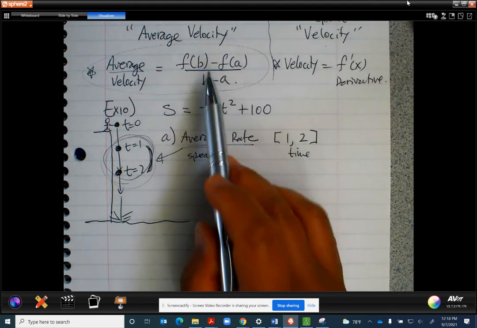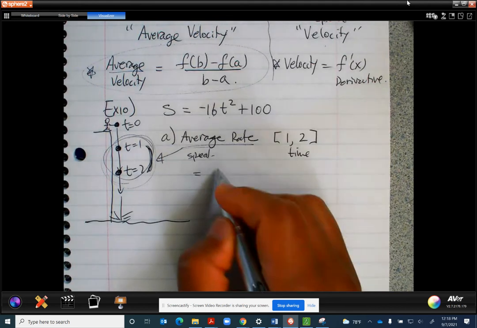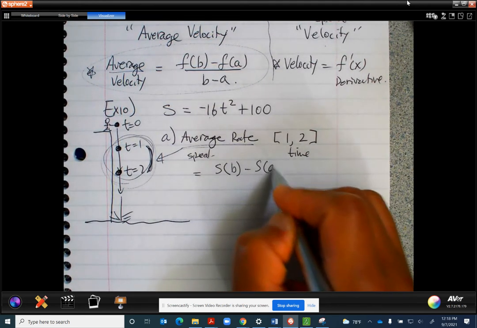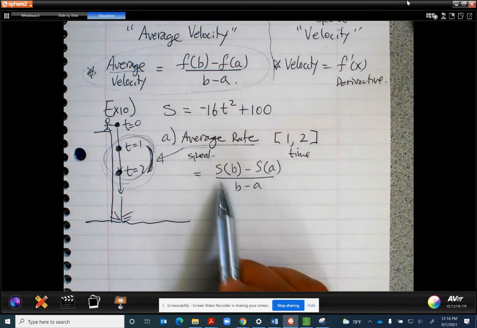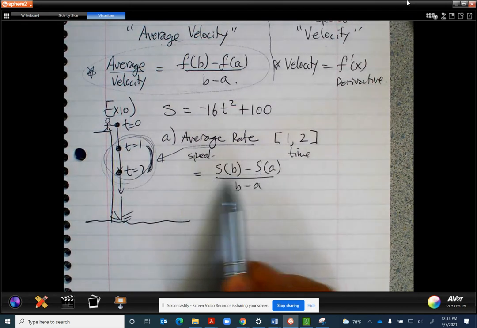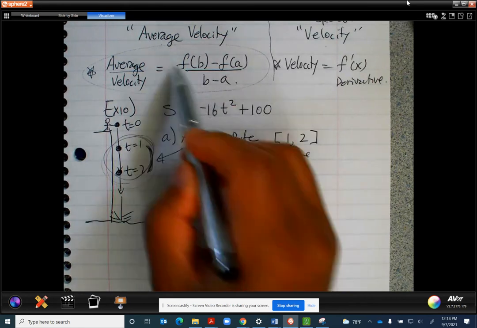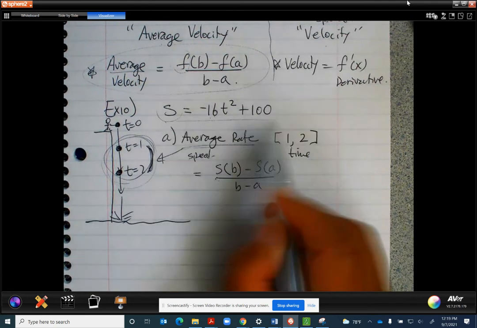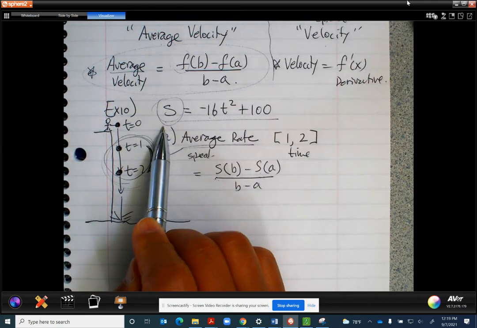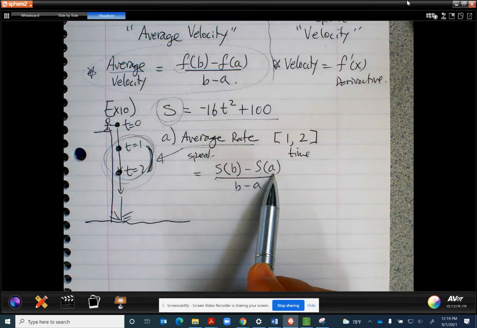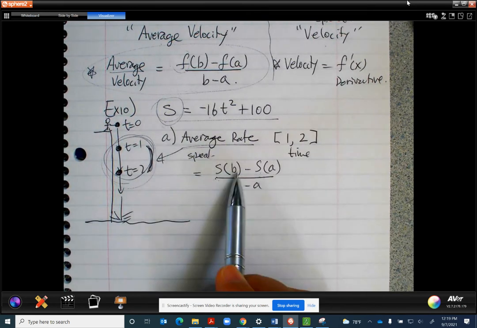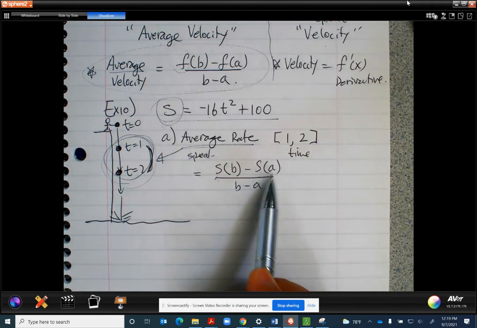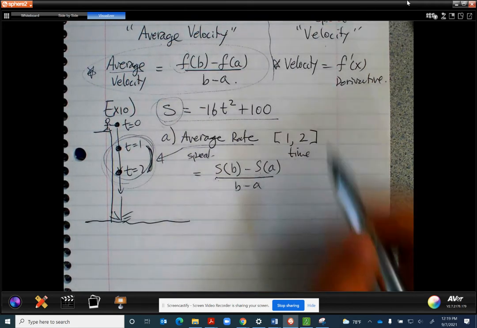Look at this right here. Average velocity is s of b minus s of a over b minus a. Why am I using letter s? It says f, but why am I using letter s? Because it's whatever this function is. If it is f, then you put f of b, f of a. If this is s, then s of b, s of a. If this is k, then put k of b minus k of a. Are we clear? All right, so this is a and b.